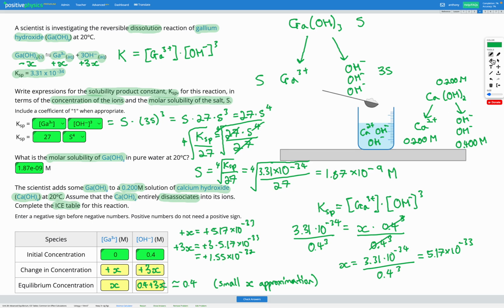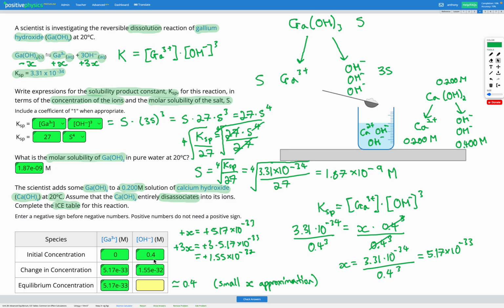So let's go ahead and put those numbers into the change in concentration row in our table. And remember, times 10 to the power of is written as E on this platform, negative 33. And for hydroxide, it was 1.55 times 10 to the power of negative 32. Awesome. Okay, so we've got our changes in concentration. Our last step is to calculate our equilibrium concentrations. So for gallium 3+, it's going to be 0 plus 5.17 times 10 to the power of negative 33, which is just going to give us 5.17 times 10 to the power of negative 33.